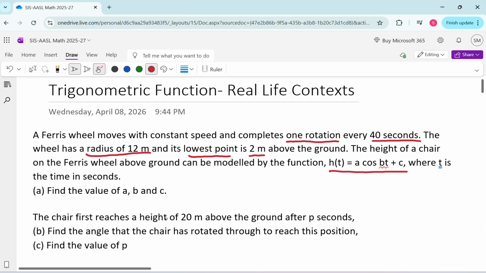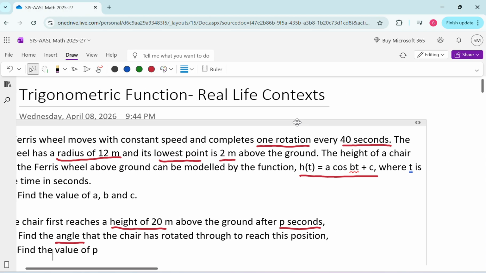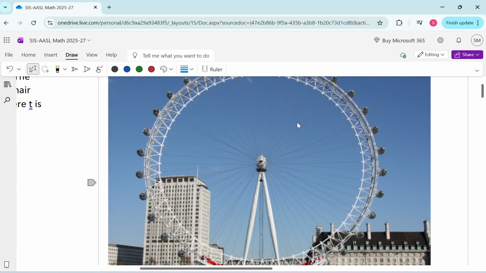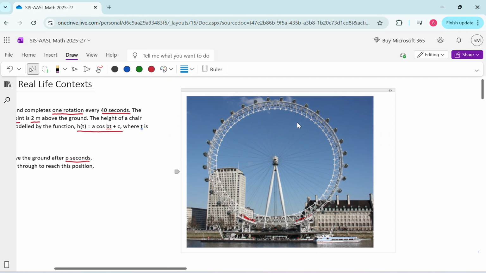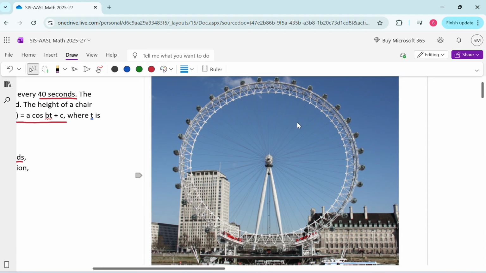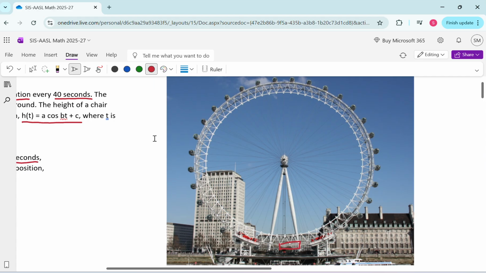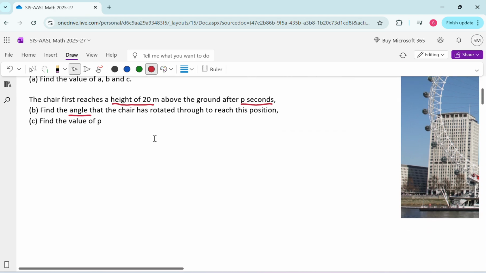The chair first reaches a height of 20 meters above the ground after p seconds. Find the angle that the chair has rotated through to reach this position. Find the value of B. So let's do these questions one by one. First of all, let's understand how a Ferris wheel looks. You must have taken a ride on a Ferris wheel. This is an image of the very famous London Eye. And you can see that a person sits here and then it goes around like this, around this wheel.